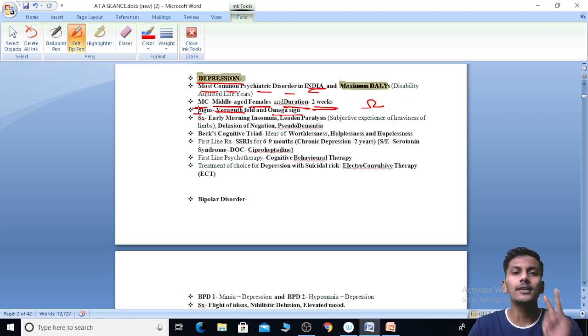So the 2 signs associated with depression are what? First is Veraguth fold and second is omega sign. Important. Okay, what are the different symptoms of depression?